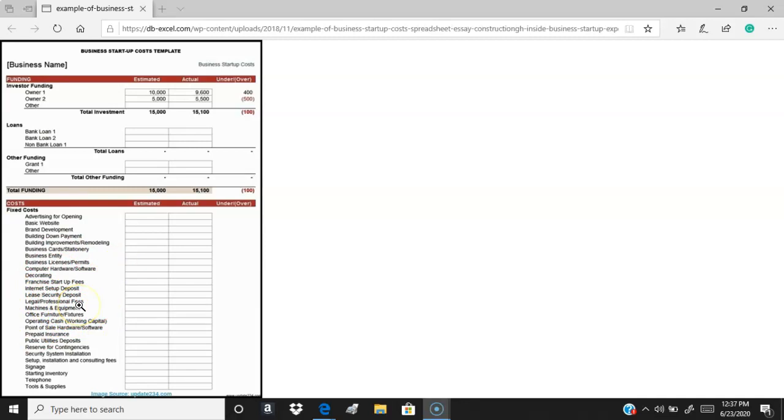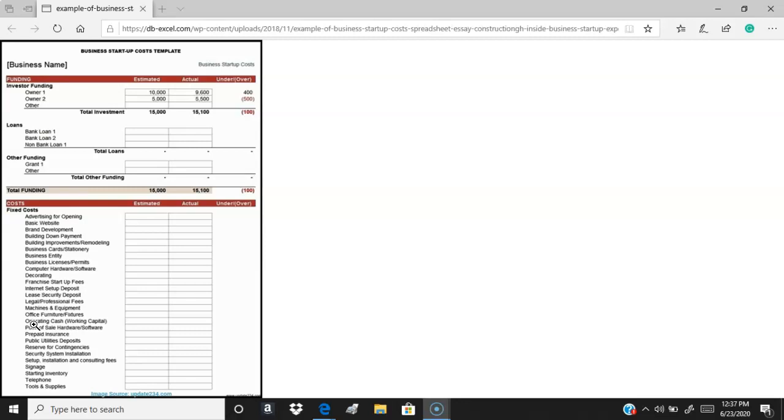Legal fees, professional fees, if you have to renew your licensing, anything like that. Very important: operating cash. How much are you going to need to operate your business? And that doesn't include your utilities or monthly costs. The operating cash portion of your business is how much on a daily basis you are going to be spending to actually run that business.